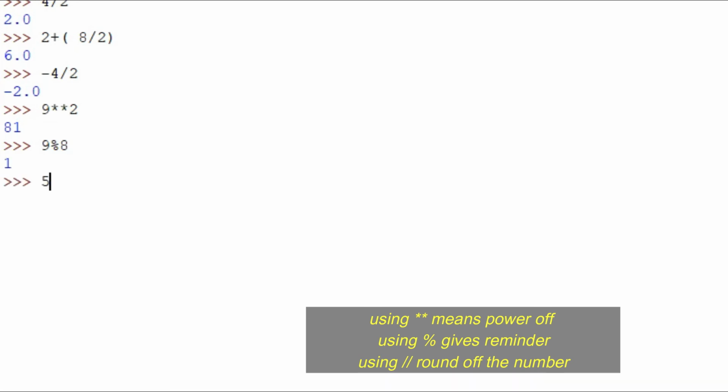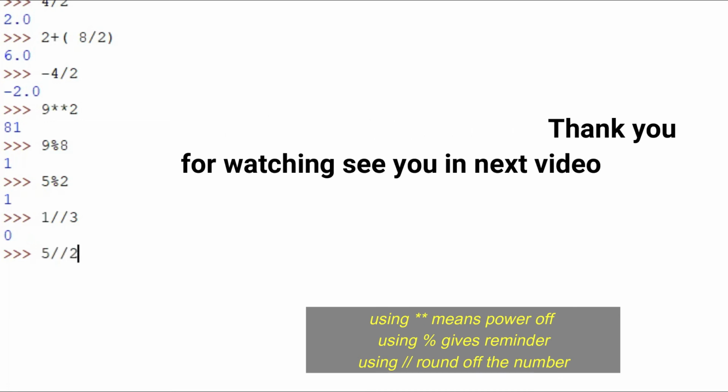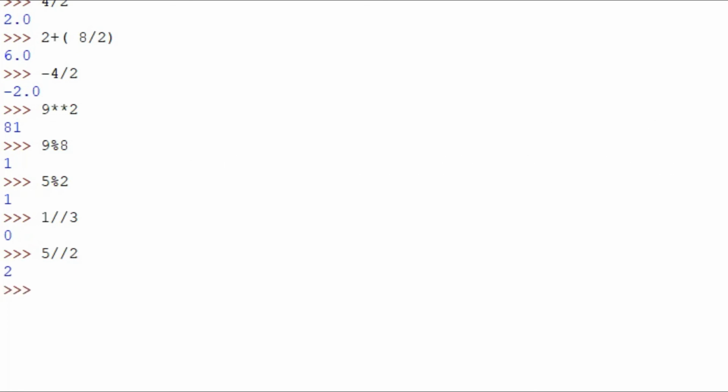Let me show you another example. 5 percentage 2, you get 1 as a remainder. And another thing is you can round off, or show up to decimals. Let me show you. 1 double slash 3, it shows you 0 because it's 0 point something, right? It only shows the whole number part. Let me show you a different thing. 5 double slash 2, you get 2.